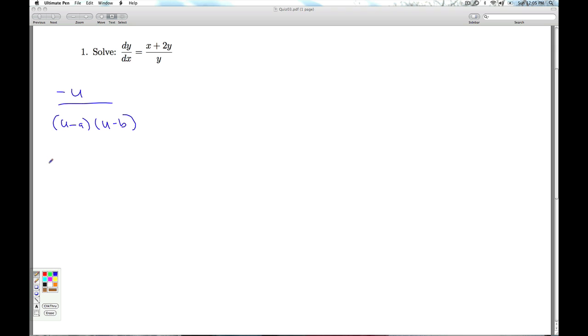I know that a and b are different numbers, so I can break this down into A over u minus a plus B over u minus b. And what's big A going to work out to be? Well, u equals little a is what makes this denominator 0. So I'm going to cover up that factor and plug in u equals little a, and I get negative little a over little a minus little b.